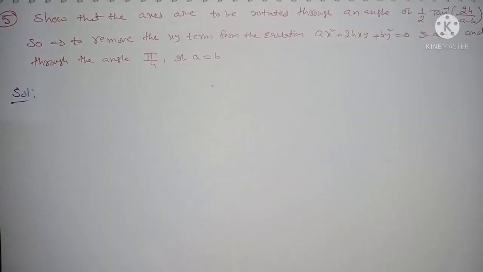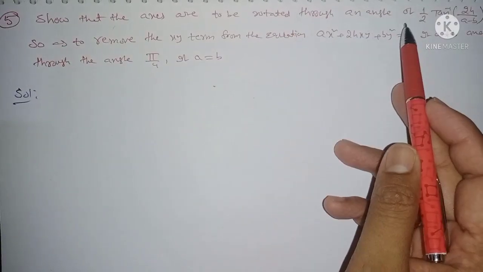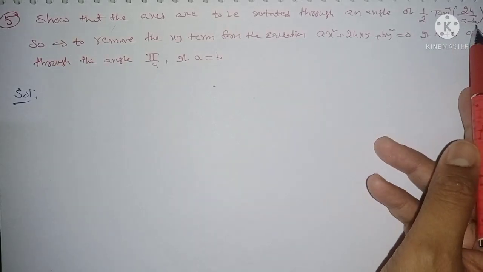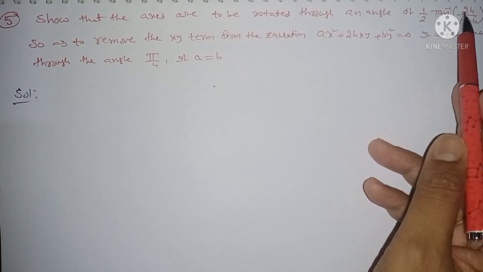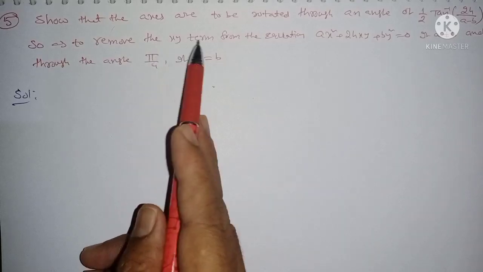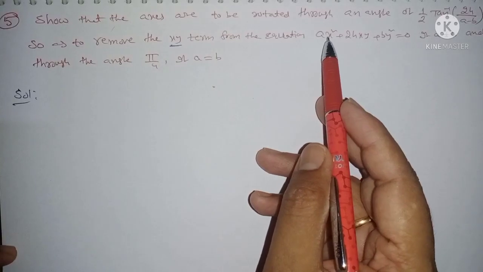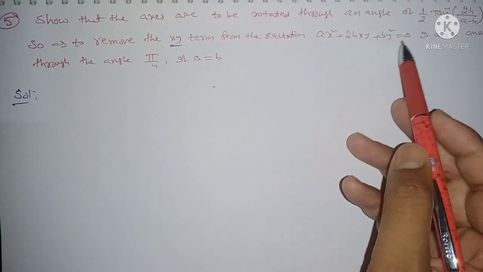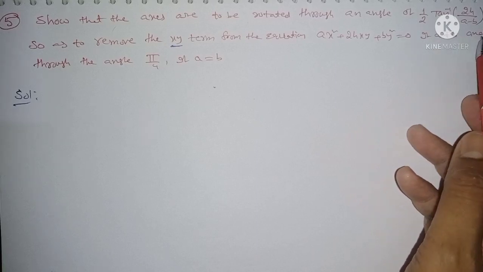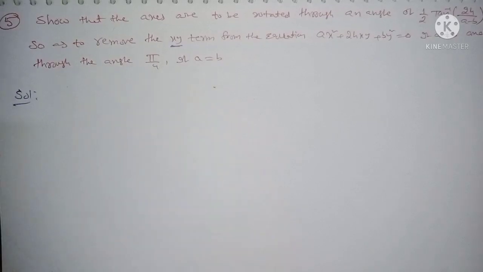Next example question. Show that the axes are to be rotated through an angle of 1 by 2 tan inverse 2h by a minus b, so as to remove the xy terms from the equation ax square plus 2hxy plus by square is equal to 0 if a is not equal to b, and the angle is pi by 4 if a is equal to b.